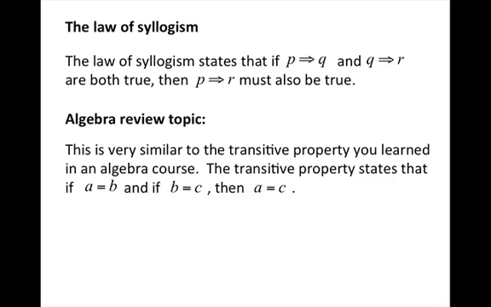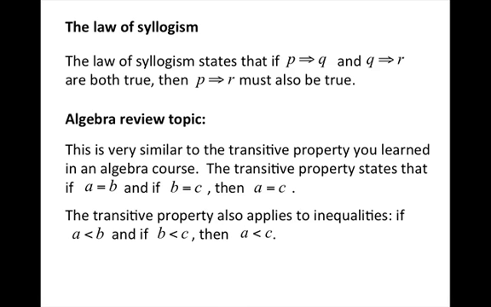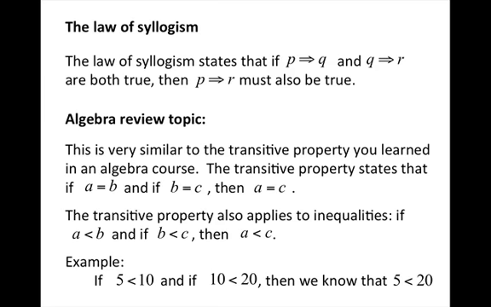This law is very similar to the transitive property you learned in an algebra course. The transitive property basically states that if A equals B and if B equals C, then A equals C. The transitive property also applies to inequalities. If A is less than B and if B is less than C, then A has to be less than C. Let's look at this with an example. I know 5 is less than 10, and I know 10 is less than 20. If I drop the 10 out of the middle and take the two numbers on the end, I get 5 is less than 20, and that's also true.